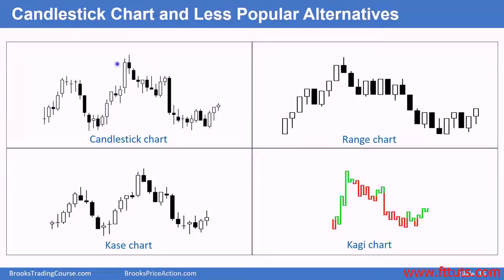Here are candlestick charts and some other less popular charts. Some traders like to use renko charts, Kagi charts, Kase charts. It doesn't matter. They all represent the same thing. And you can see the general shape is similar on all of the charts.